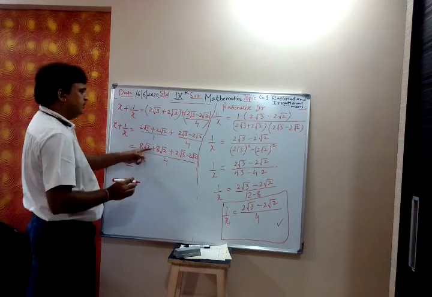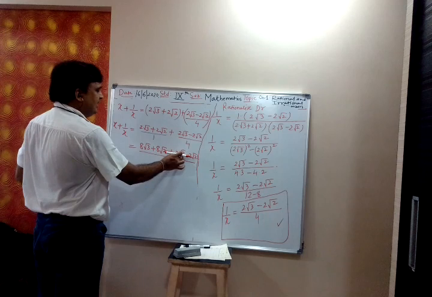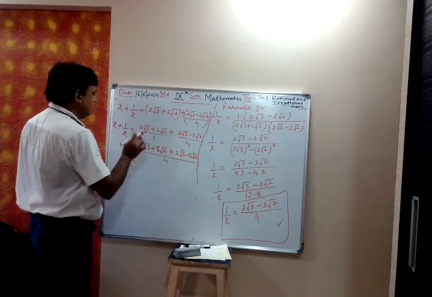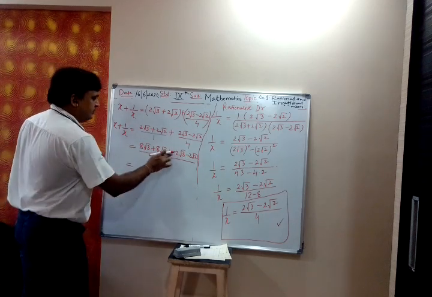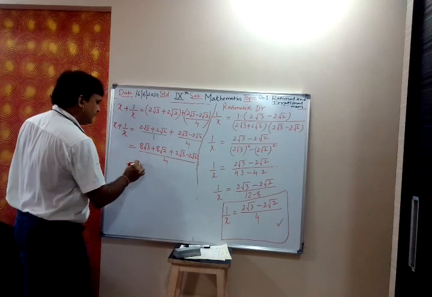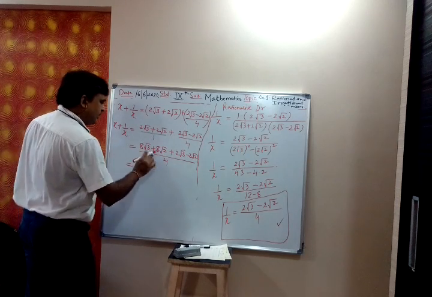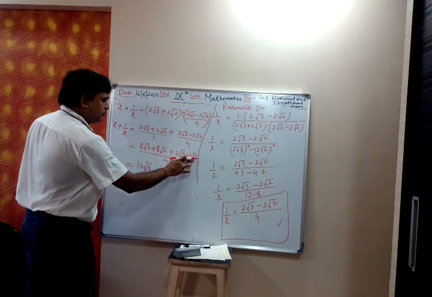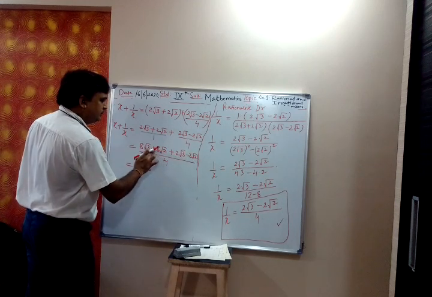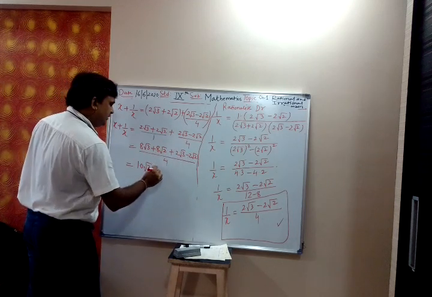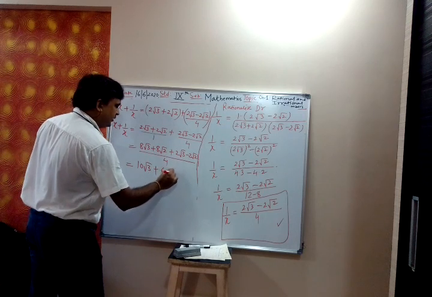So 8 root 3 plus 2 root 3. Like terms I can add. Root 3 and root 3 are like terms. So 8 root 3 plus 2 root 3 is 10 root 3. 8 root 2 minus 2 root 2. Root 2 and root 2 are like terms. Plus 8 minus 2 is plus 6. Yes.